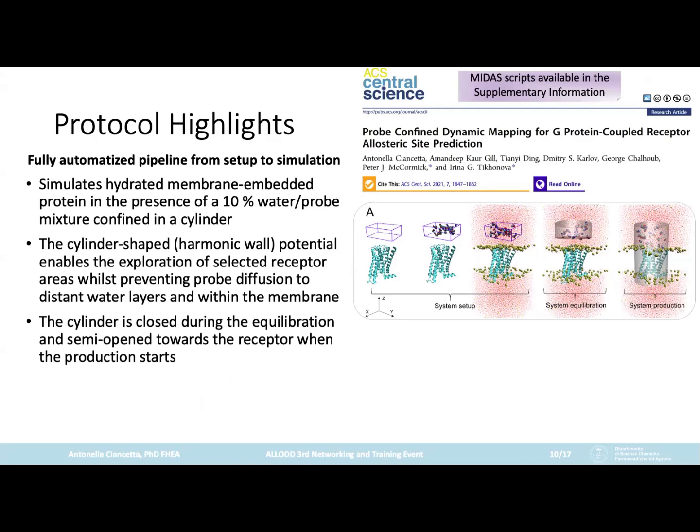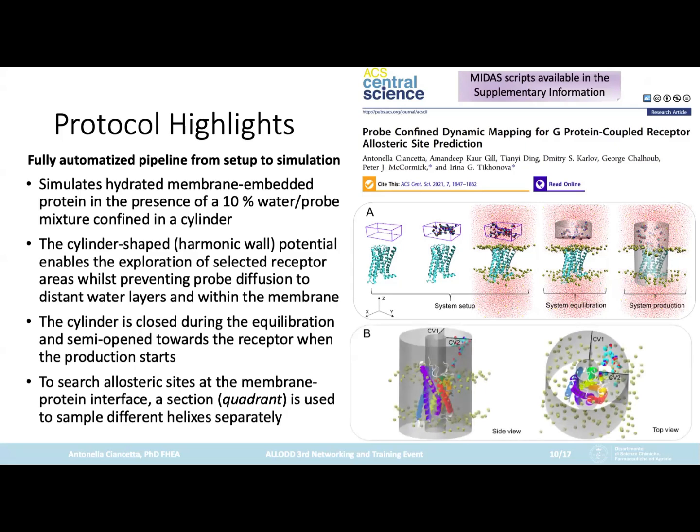And during the production, the cylinder is open towards the protein facing side so that the probe can diffuse into the region of interest. This enables us to keep a relatively low concentration of the probes in general, because it enhances the local concentration of the probes in the region of interest, and also prevents the probes from diffusing to distant water layers. Obviously, when you want to sample the binding site at the protein membrane interface, you will need the probes to diffuse into the membrane.